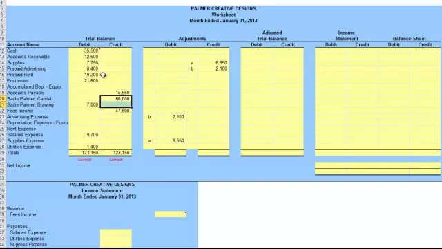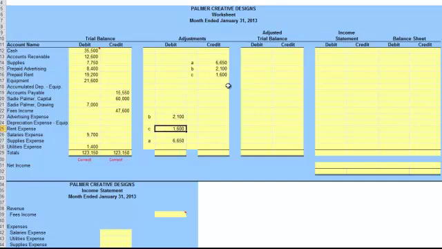So on the prepaid rent account, I'm going to credit prepaid rent for $1,600. And I'm going to label that C. And then I'm going to come down to the rent expense account and debit it for $1,600. And label it C.